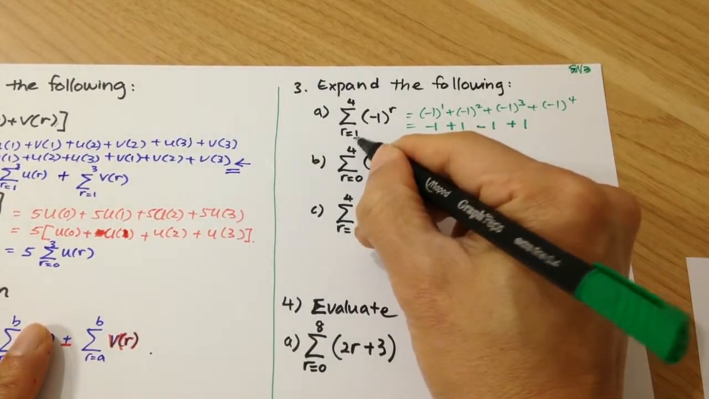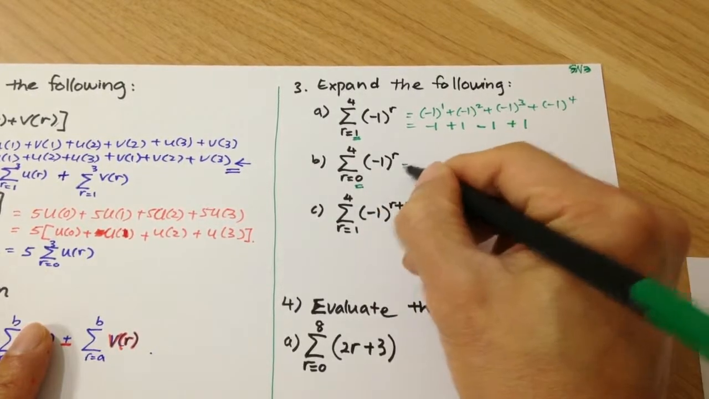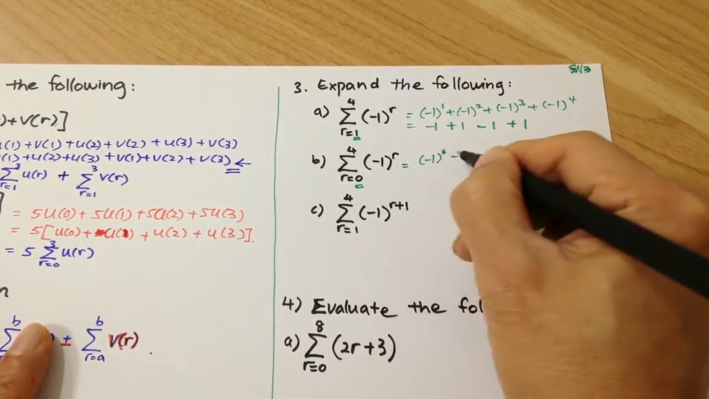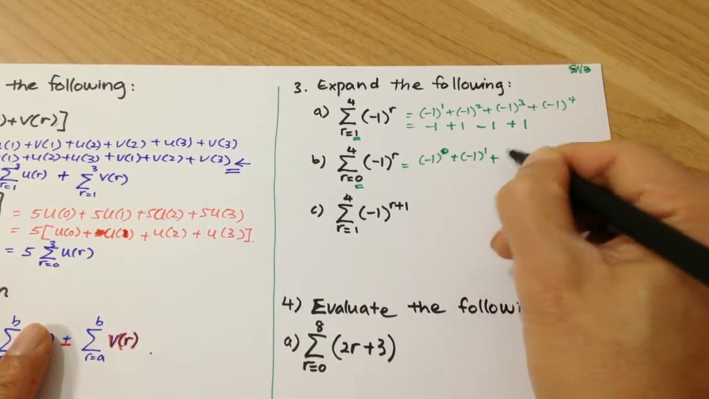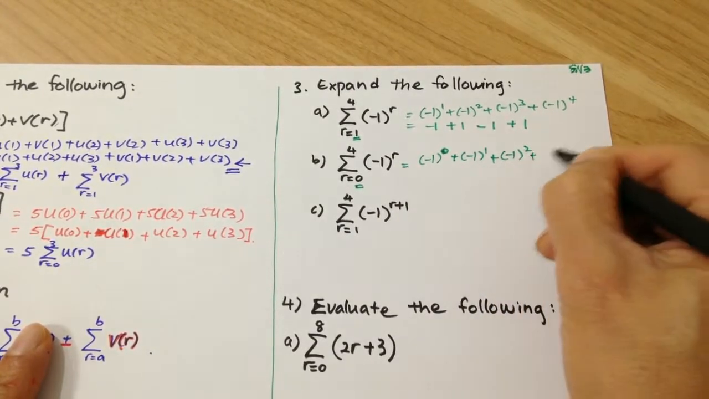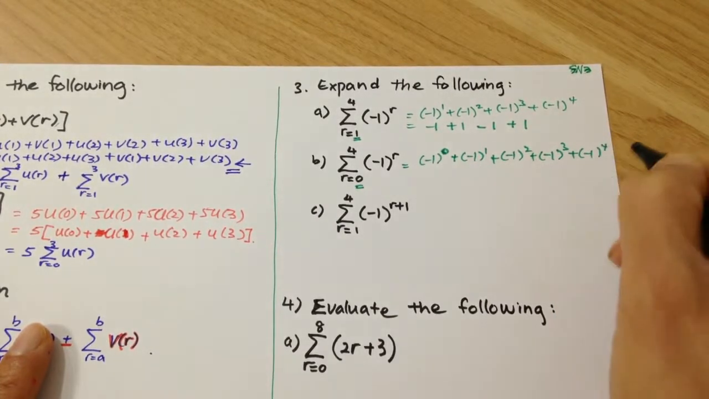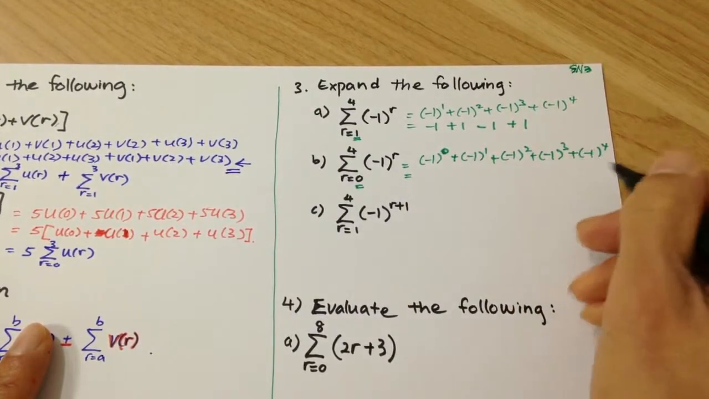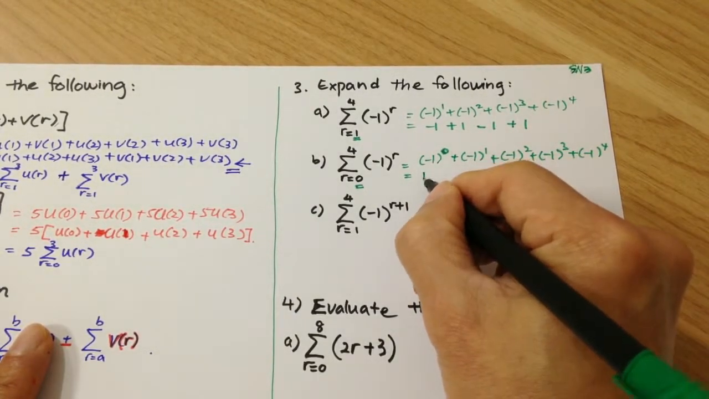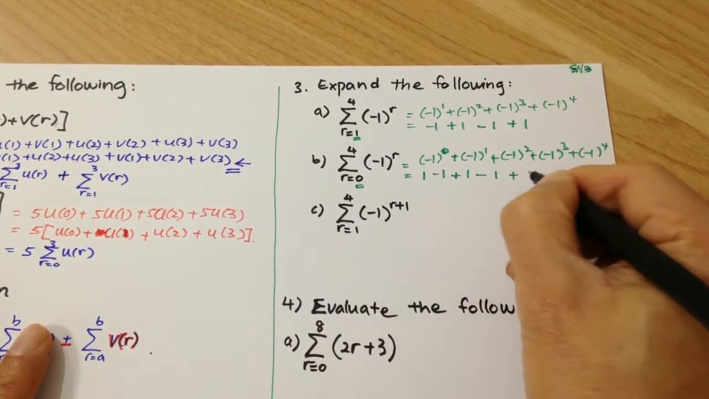And notice this is starting with 1. Here, very similar, but it starts with 0. If we start with 0, so negative 1 to the power of 0 plus negative 1 to the power of 1 plus negative 1 squared, and so on. So negative 1 to the power of 4 is the last one. So this is 1 minus 1 plus 1 minus 1 plus 1.